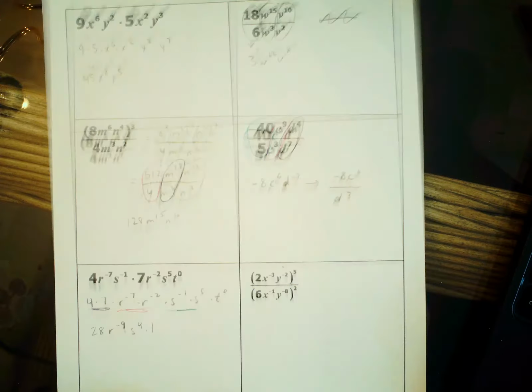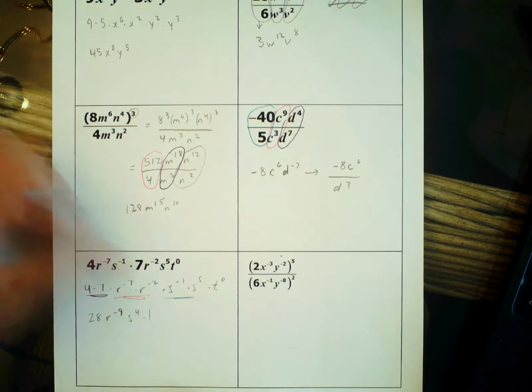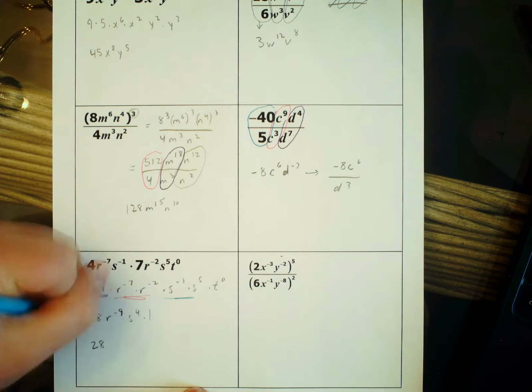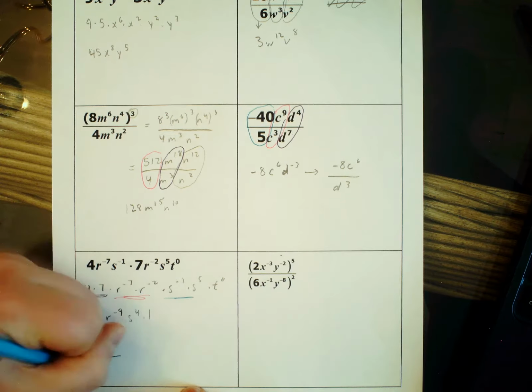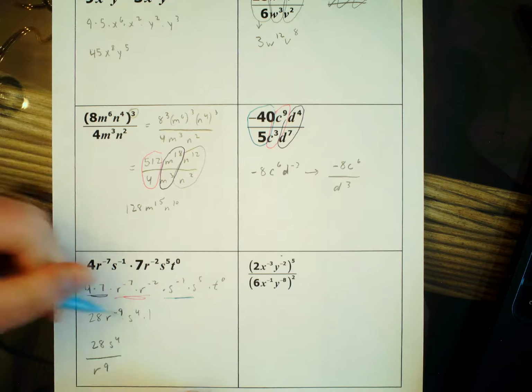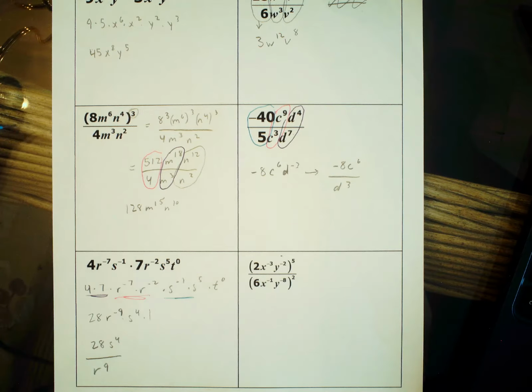But again, I'm not done because I have a negative 9th. So I have to rewrite 28 S to the 4th. You don't need that 1 anymore. All over R to the 9th. Remember, if there's a negative, you have to rewrite it as the reciprocal. So in this case, it goes in the denominator.